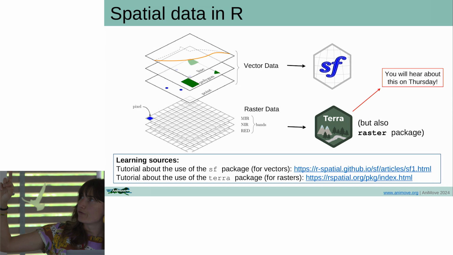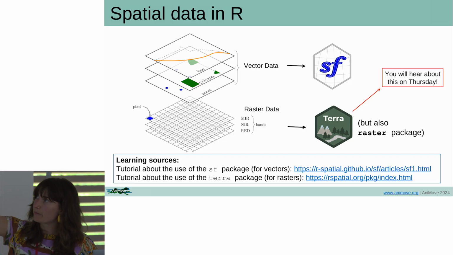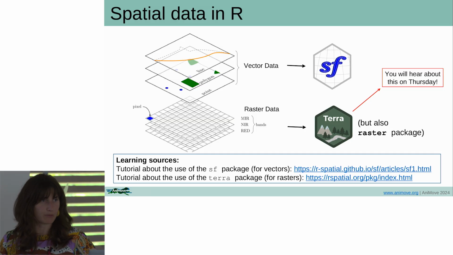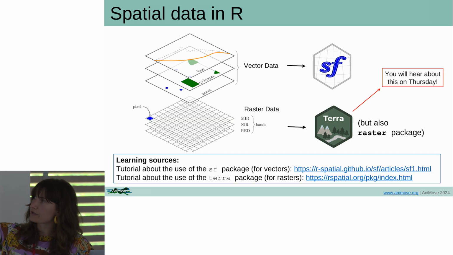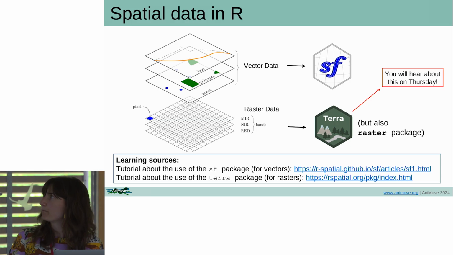These two types of spatial data also have different packages that we use to work with them in R. For the vector data, I'm going to briefly talk about this now with sf, and you also will see a lot of examples in the next days. And then on Thursday, you will hear more about terra, that is the successor of the raster package and will be used for analyzing more remote sensing data.